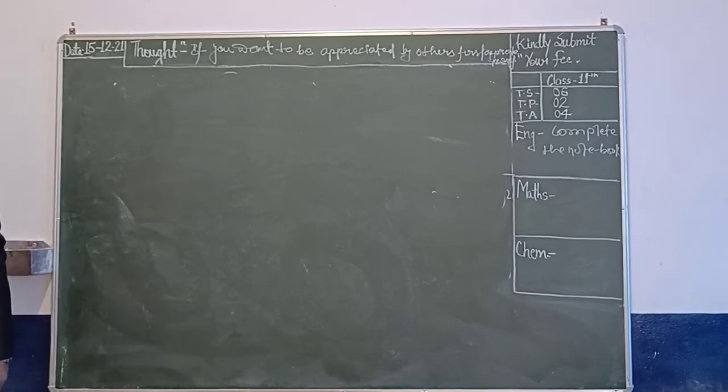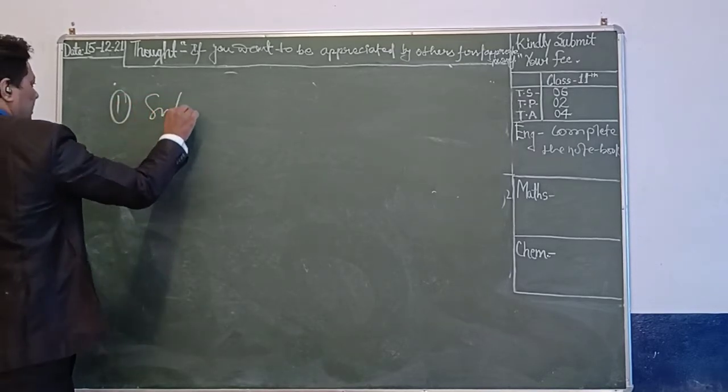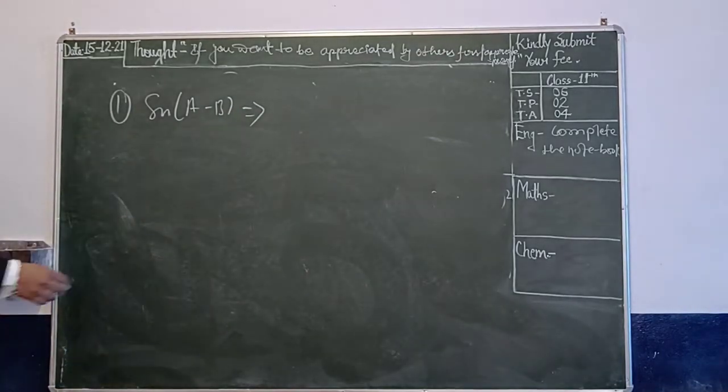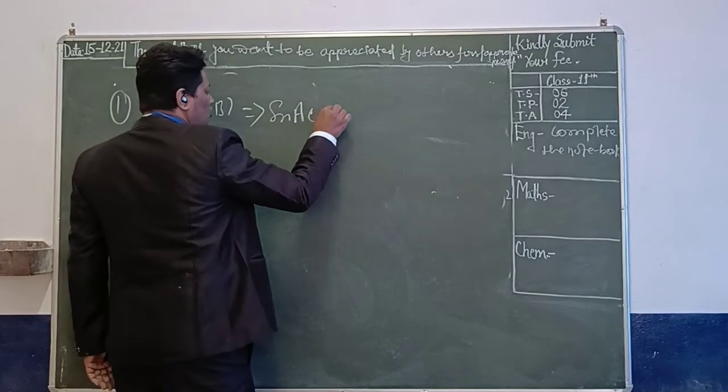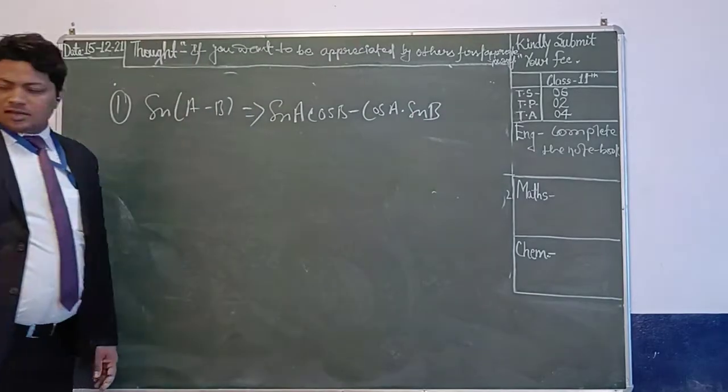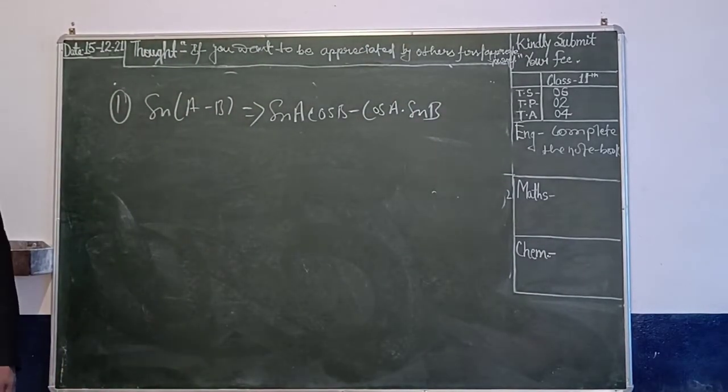We have sin A minus B equal to sin A into cos B minus cos A into sin B. How is it? Is it clear? How is it that sin A minus B equals sin A into cos B minus cos A into sin B? Is it clear? So, first we have to go for sin A minus B. How is this one coming? Is it clear?